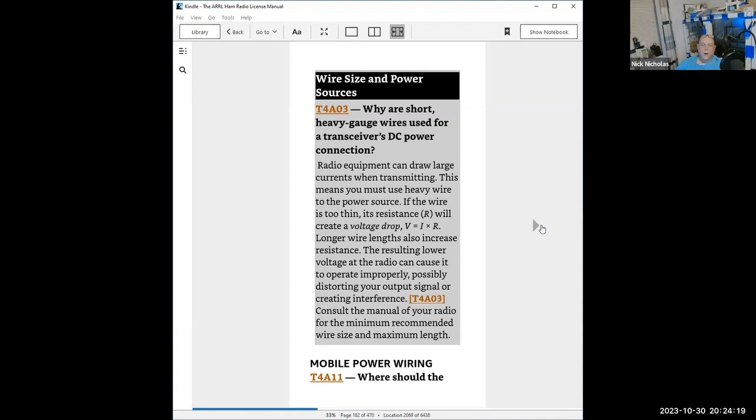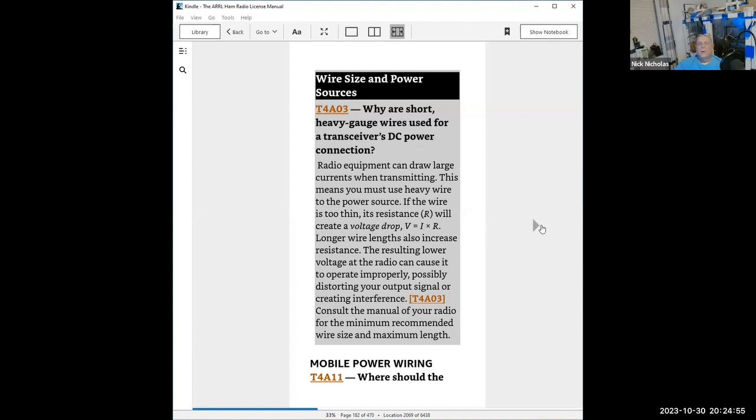Wire size. Here we go again. Another thing, remember the E equals IR formula. When you're deciding what kind of wire to run between your radio and the power supply or battery of a car, you have to consider that there will be in the wire a voltage drop because you're working at low voltage. 12 volts is very low.